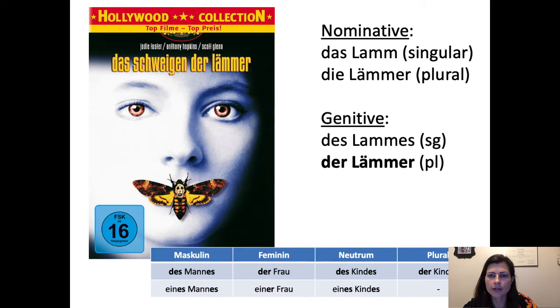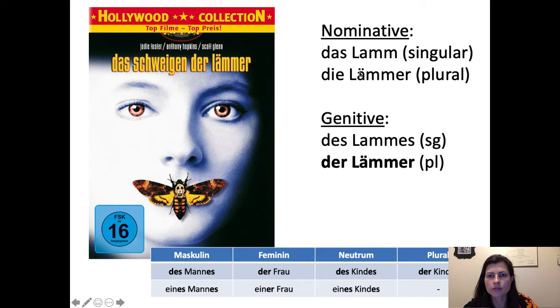We have The Silence of the Lambs, which won the Academy Award in 1991, I believe. And we have das Lamm, die Lämmer, des Lammes, der Lämmer. So das Lamm is singular nominative, and then die Lämmer is, of course, the plural. It's a neuter noun. It takes an umlaut and an er.